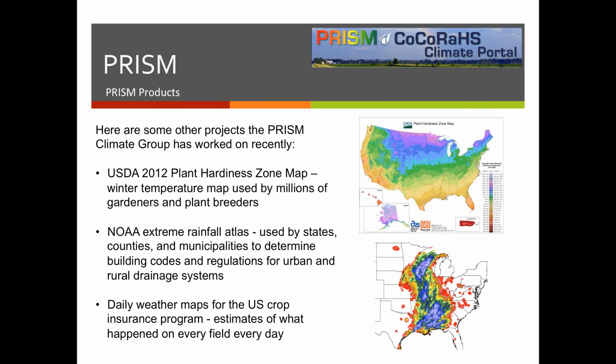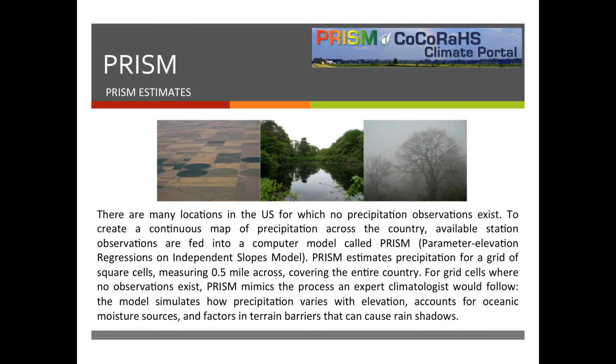PRISM has put out thousands of maps now, and so what we're seeing for CoCoRaHS is just a small part of what PRISM is doing for climate applications across the country, and in fact in some areas across the world. So PRISM does something called PRISM Estimates. Can you tell us a little bit about that?